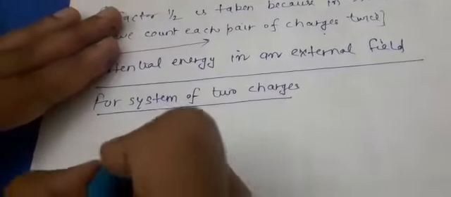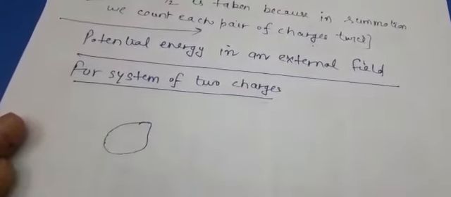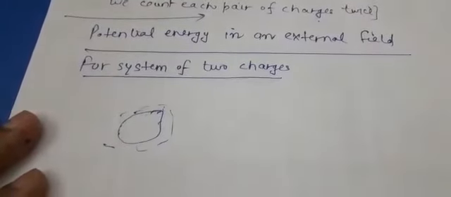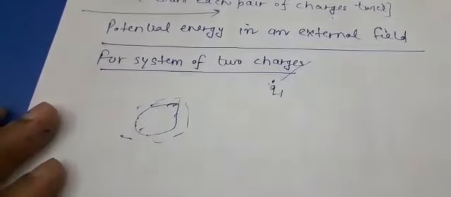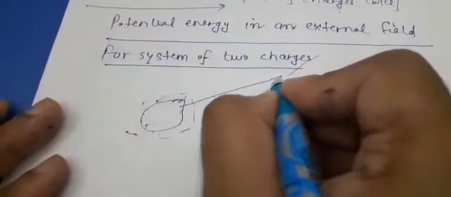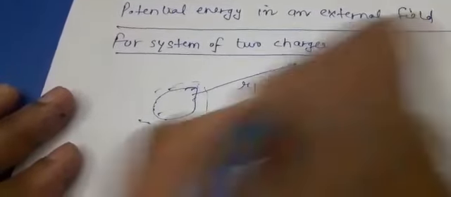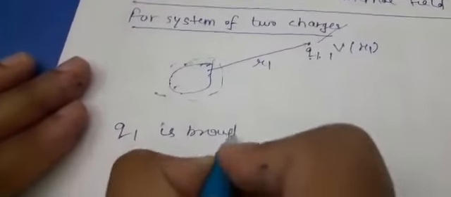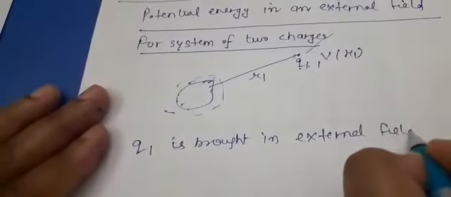Now consider a charge Q1. Suppose we take any point where an influence field is there. Maybe a charge is present somewhere, and the field will be present due to this. Let charge Q1 from infinite space be brought within this influence region. Let the distance from this point be R1. So correspondingly, the potential at this point is V(R1). So consider Q1 is brought in an external field from infinity.